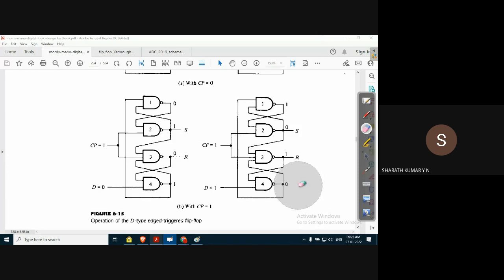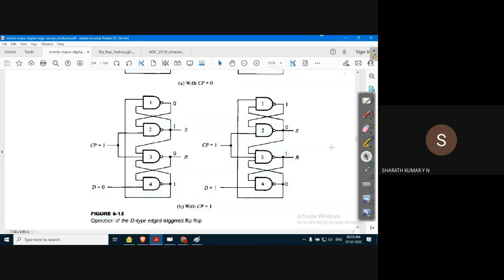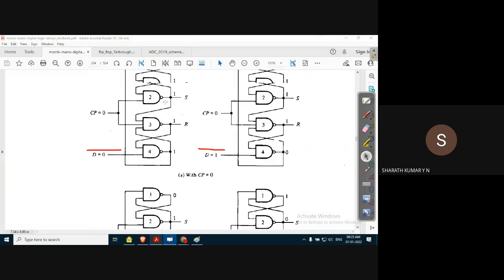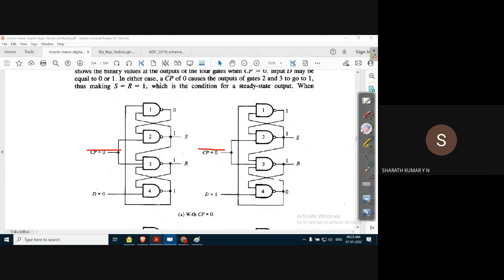Okay, fine. So let us compare these two circuits. What we understand here is, when clock pulse is 1, let us understand at this point. Initially, this is something like this.